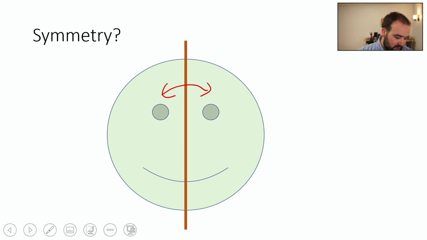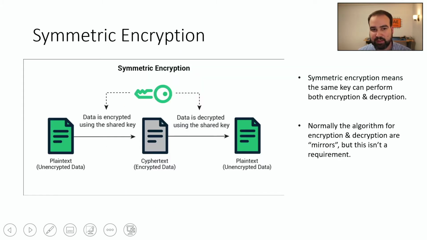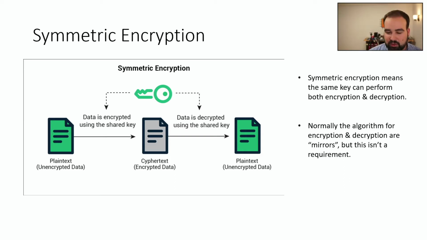Not necessarily when the encryption itself is the same, but when it uses the same key. So if the key used to encrypt the data is the same key used to decrypt the data, we have symmetric encryption. So that's the real key part. The same key can perform both the encryption and decryption operation.